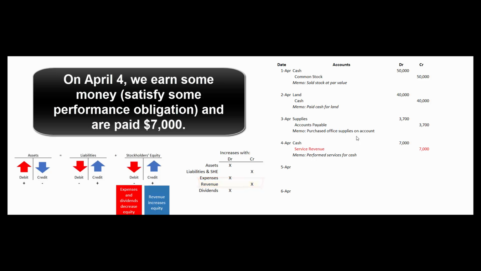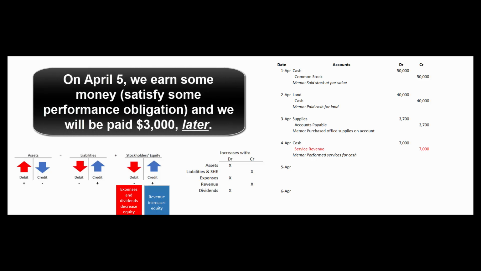I'm going to make the service revenue account in red font because it's an income statement account. The rest of these accounts are all balance sheet accounts, but this service revenue is an income statement account. And again, we debited and credited specific accounts and wrote a little sentence in the memo section.